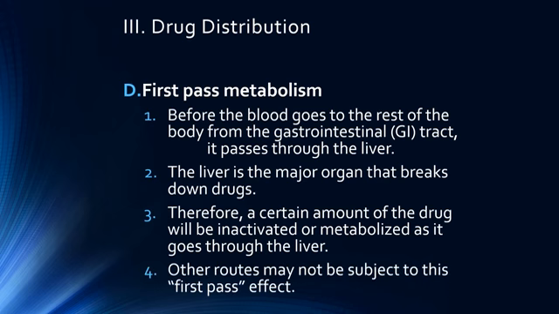So other routes might not be subject to this first-pass effect because they've been administered somewhere on the other side of the liver. So it's already past the liver in its distribution. So drugs that are administered orally are broken down in this first-pass metabolism by the liver.